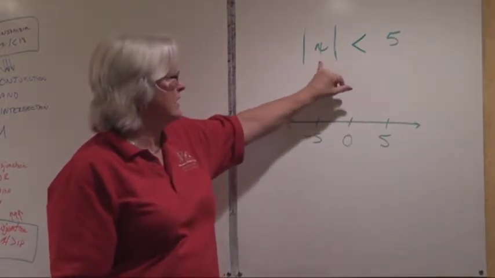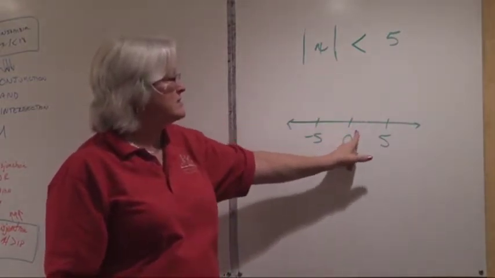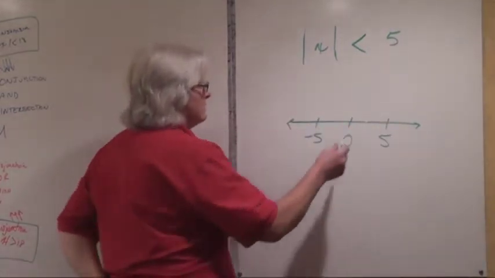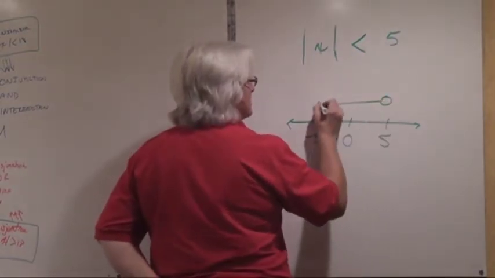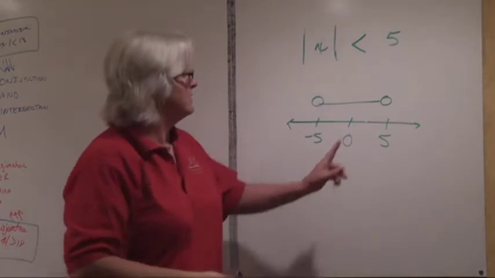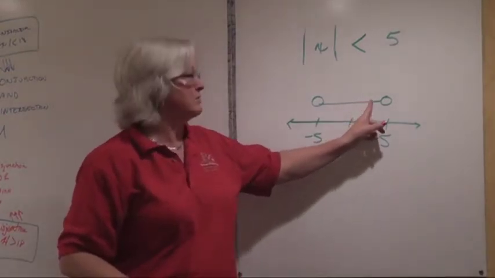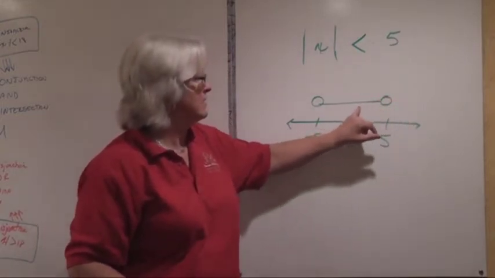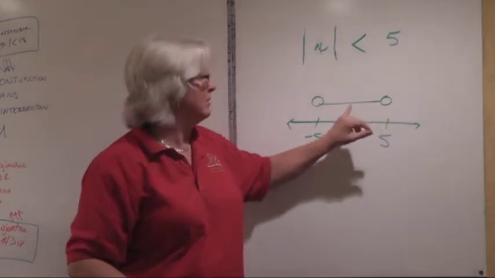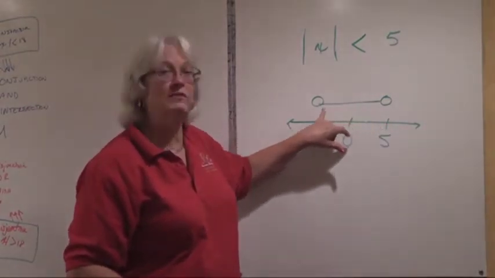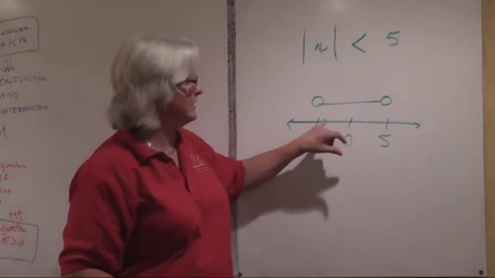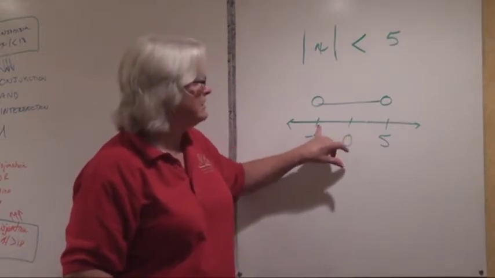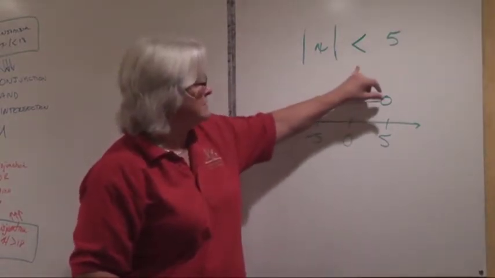So what this is really saying is that the distance from 0 has to be less than 5 units. So what does that mean? It means exactly this. This is 1 unit from 0, 2, 3, 4, the whole way up to, but not quite at 5 units. All of these are less than 5 units from 0. We also have all of these negative numbers here, -1, -2, -3, -4, -4.999999999. All of these, the distance from 0 is less than 5.